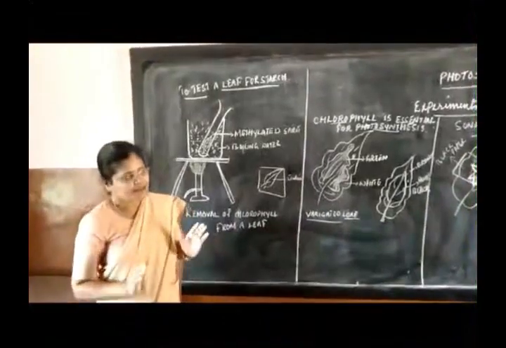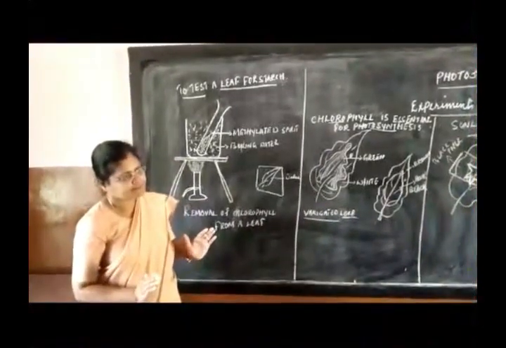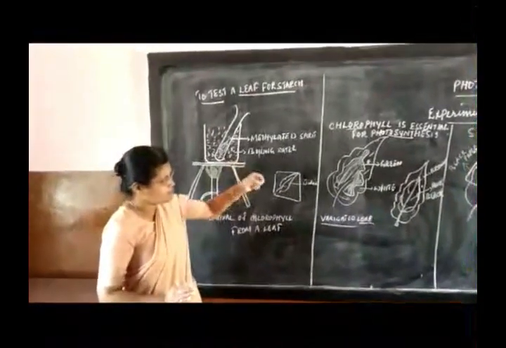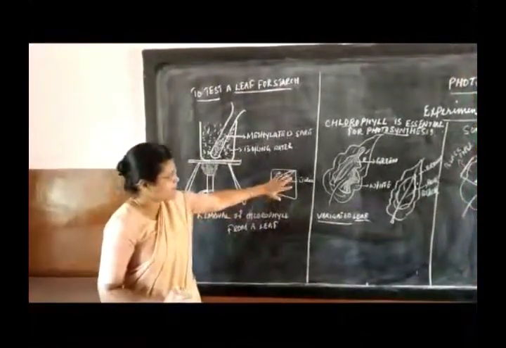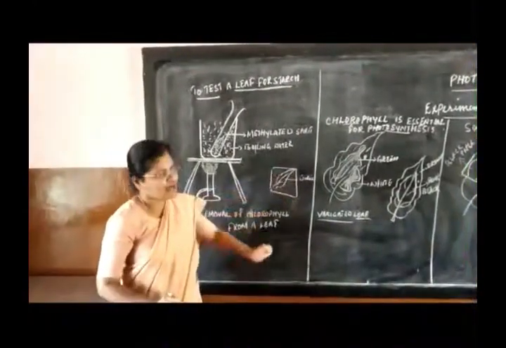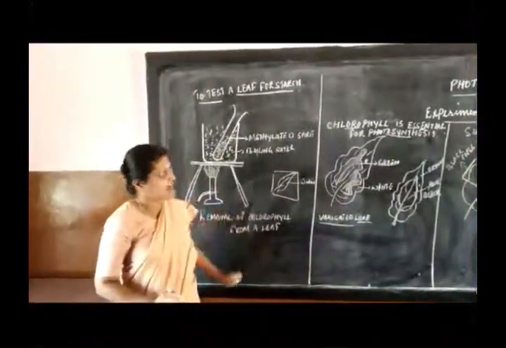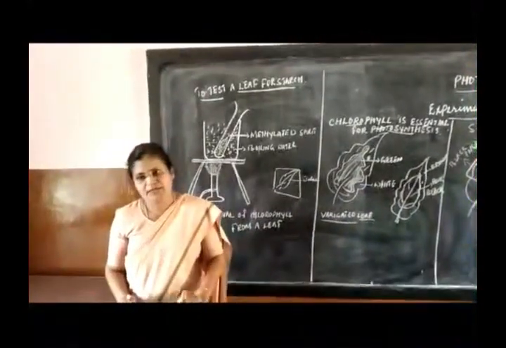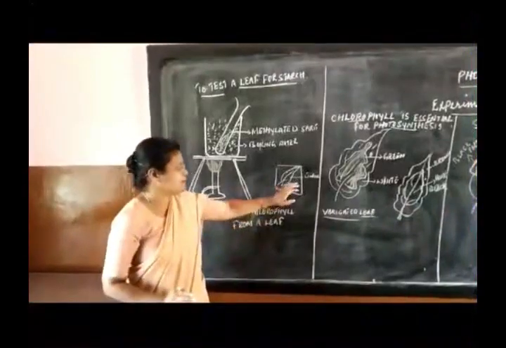I repeat, the fourth step is you are taking the leaf which was dipped in the hot water and placing it on a tile. Then you are pouring iodine solution. When you pour iodine solution, if the starch is present, it turns blue-black. If not, it remains brown because the color of the iodine is brown.